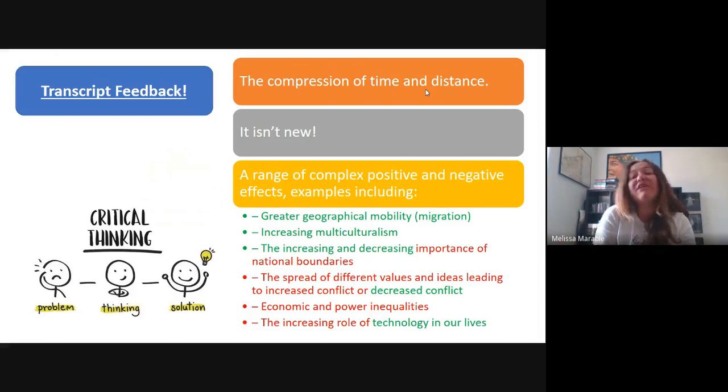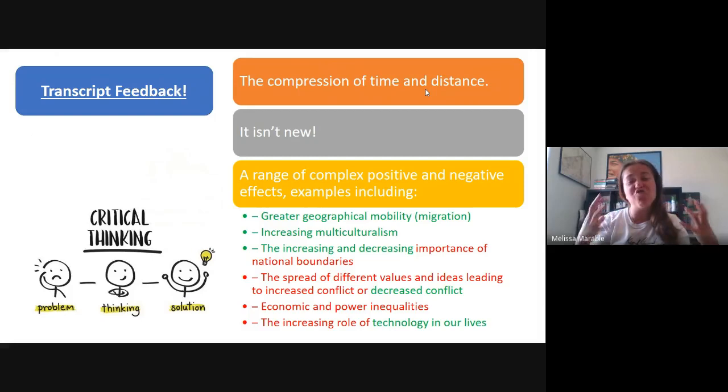The fact is this isn't really new. There's a range of complex positive and negative effects. I've colour coded the green into positive and the red into negative. So positive: greater geographical mobility, so migration, we can explore the world. Increase in multiculturalism, so we're learning from others. Now, this one I said could be seen as negative or positive. To be fair, the first two could be seen as negative and positive as well.